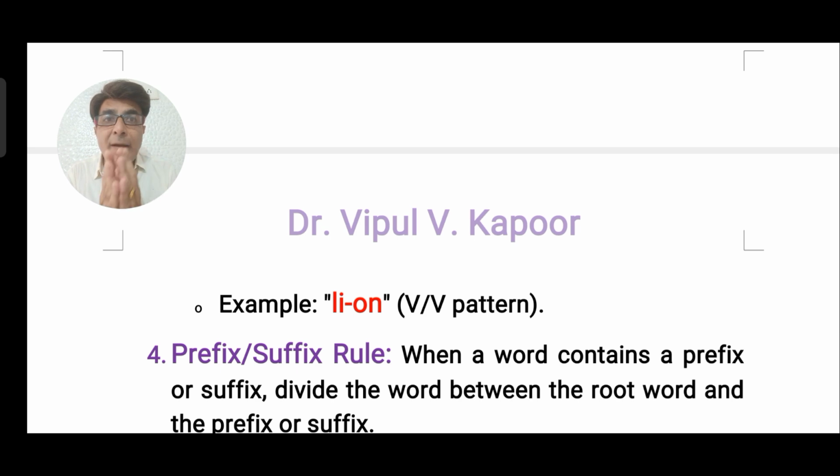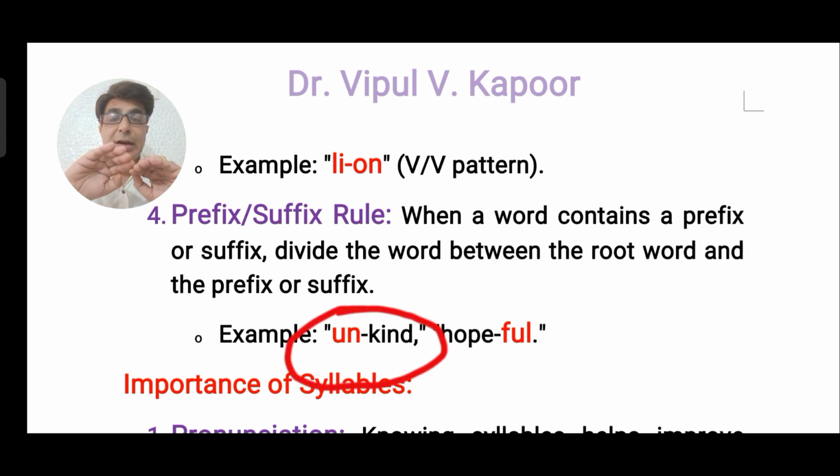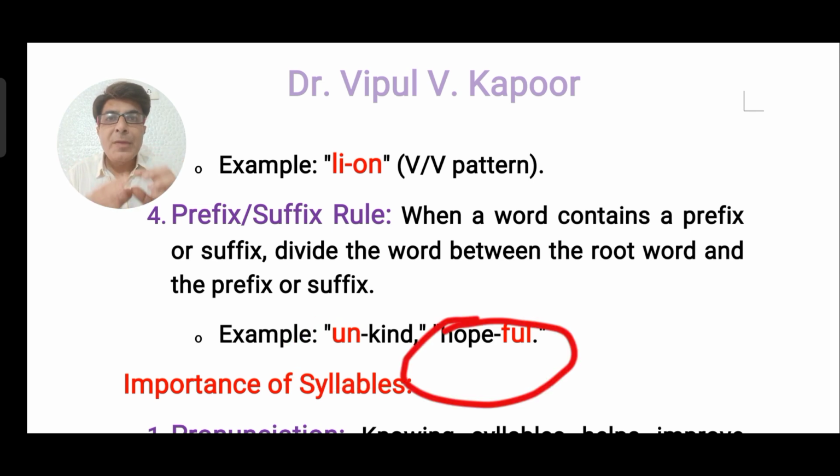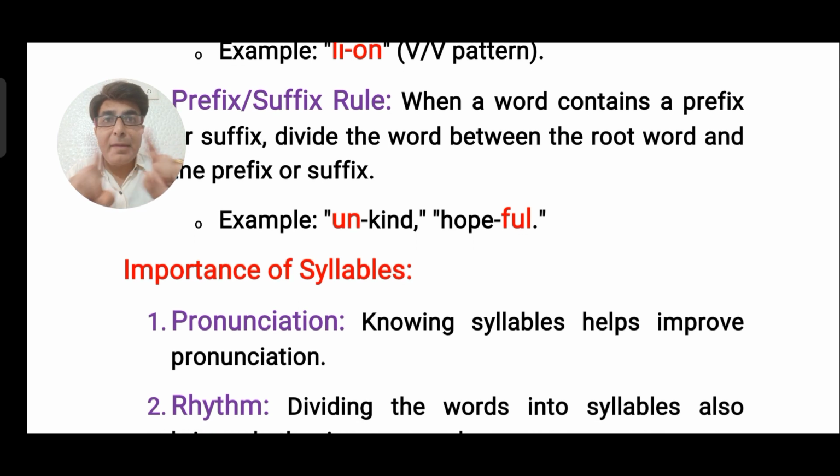Again, when a word contains a prefix or suffix, you can divide the word between the root word and the prefix or the suffix. For example, unkind. Un is a prefix and kind is the root word. Hopeful. Hope is the root word and ful is the suffix. So this is how you can make division of the word in order to create the syllables out of the word.